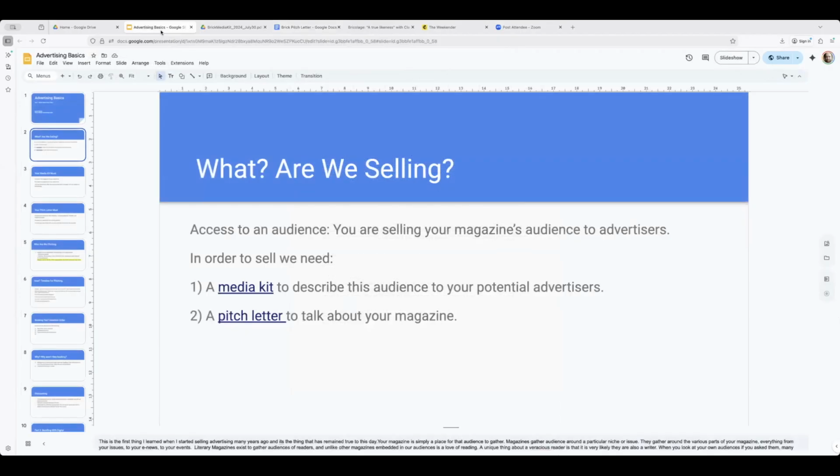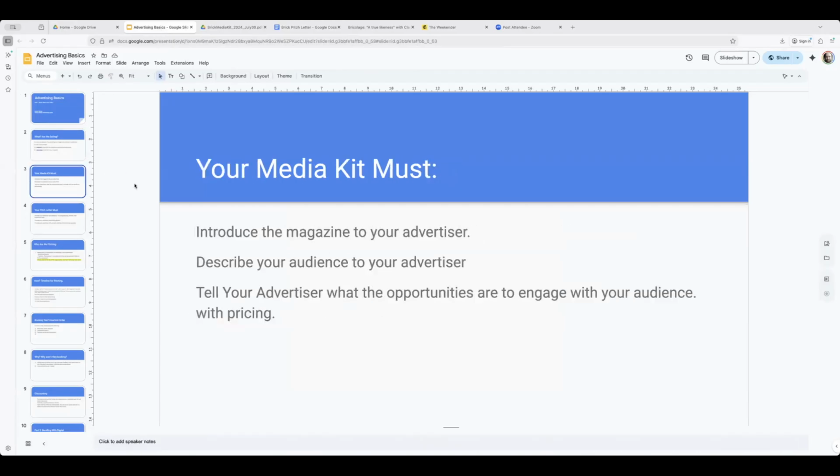So we have those two elements to demonstrate what we're selling. Your media kit does all of these things. So introduce the magazine to your advertiser, describe your audience to the advertiser, and again, as much information as possible there, and tell your advertiser what the opportunities are to engage with the audience, with pricing. Those are the three big things.